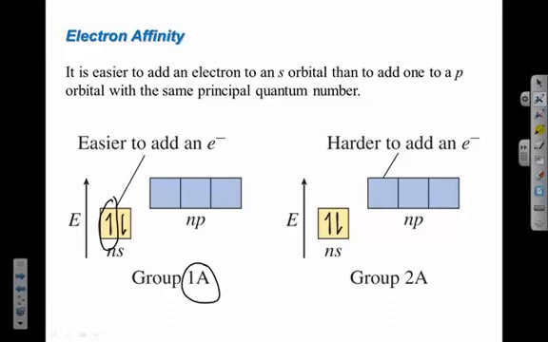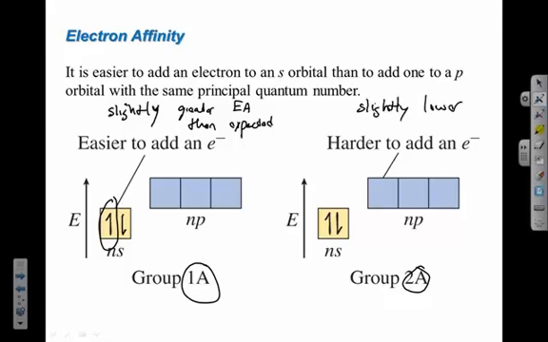fill that subshell. Elements in group 2A, so this is a slight factor. It's nowhere near as powerful as the noble gas factor, but a slightly greater electron affinity than expected. And these have a slightly lower electron affinity than expected.